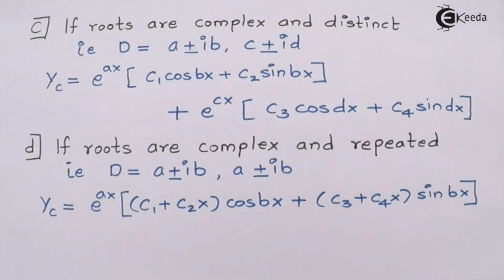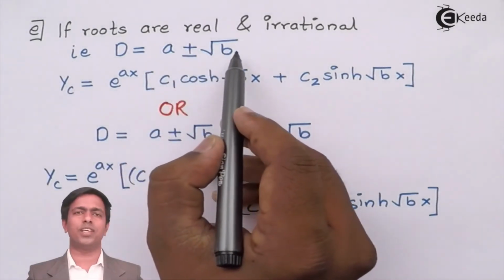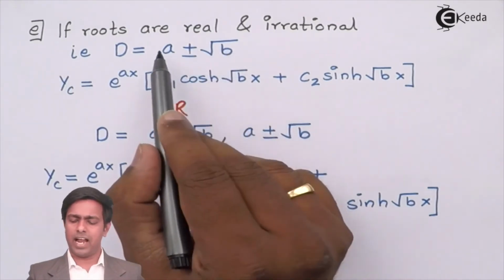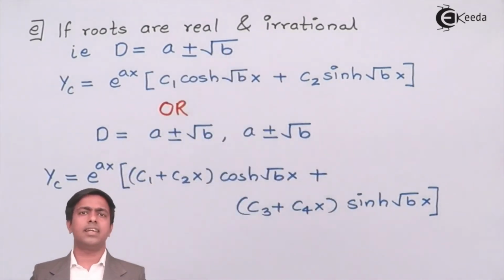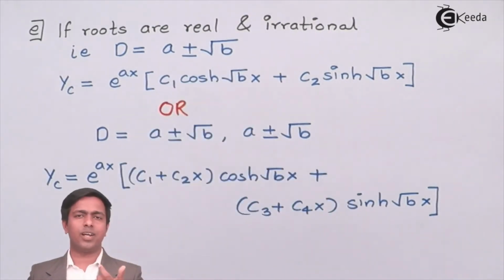Now apart from this, there is one more case. Now you must be thinking, what is that case? So guys, as we can get real roots, as we can get complex roots, similarly we can get real and irrational roots. Now you must be thinking, how does it look? So real and irrational roots look like this: a plus or minus root b. So you can see that this is real. If I add a with root b, I'll get some real number, or if I subtract this root b from a, I will get one real number, but this root b is irrational. So this is called as roots are real and irrational.